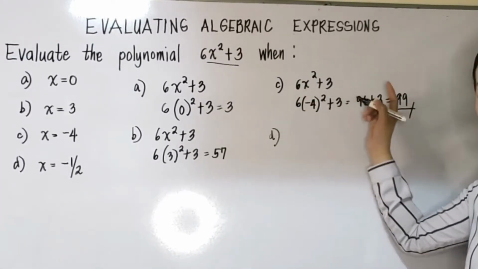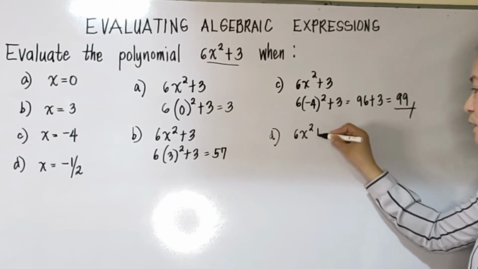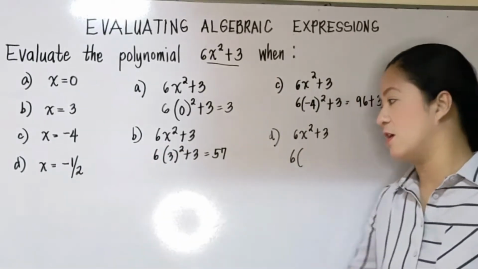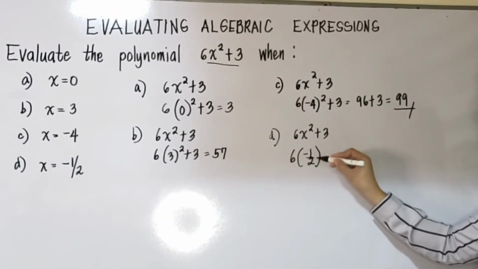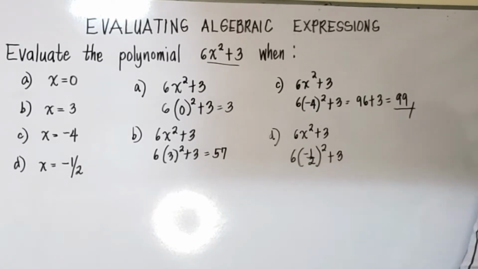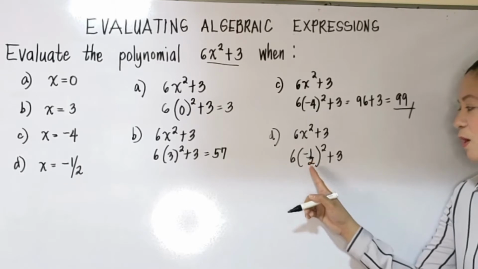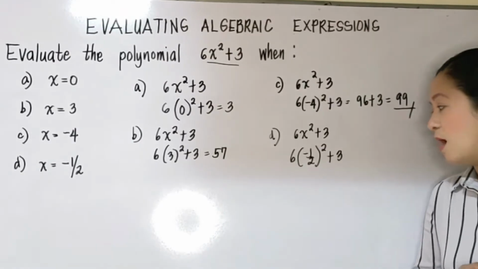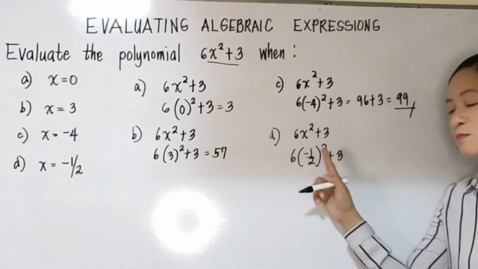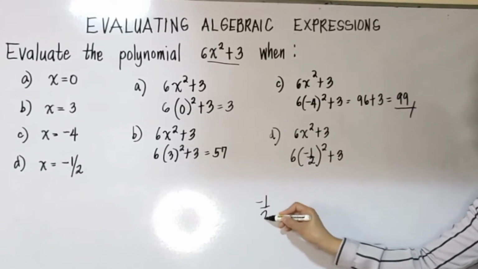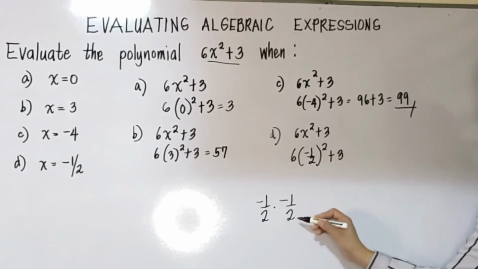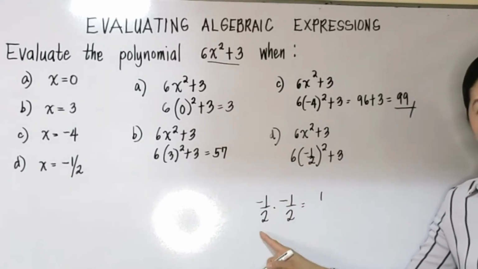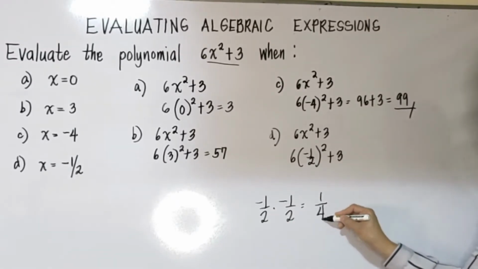Okay, so copying again the given polynomial, 6x squared plus 3, replacing x by the desired value of x here, negative 1/2, quantity squared, plus 3. Now, negative 1/2 quantity squared is positive 1/4. That means you're going to multiply negative 1/2 by itself twice. So, negative 1 times negative 1 is positive 1. 2 times 2 is 4.